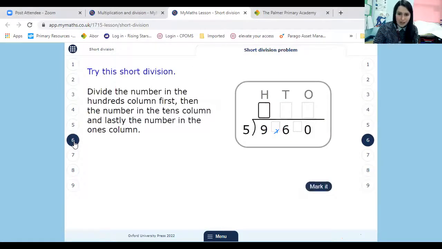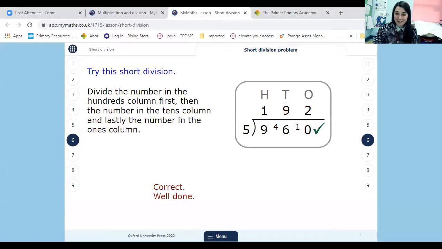Okay, I'm going to pause now. This is the first question you need to do. So pause your screen. All the boxes are ready for you. And I'd like you to have a go at this question as your first try on your own. And there's your answer. Hopefully you got 192.